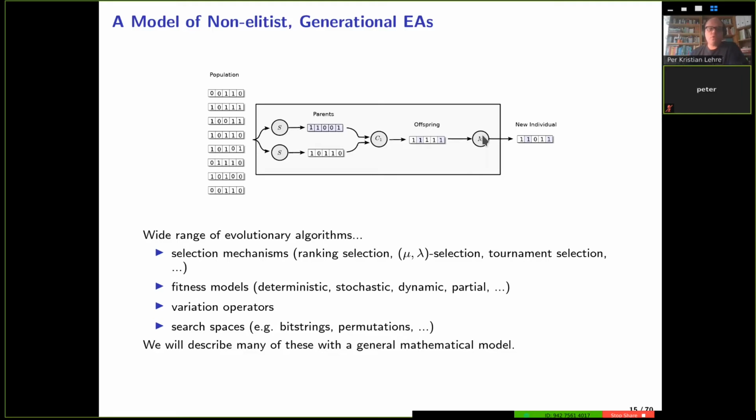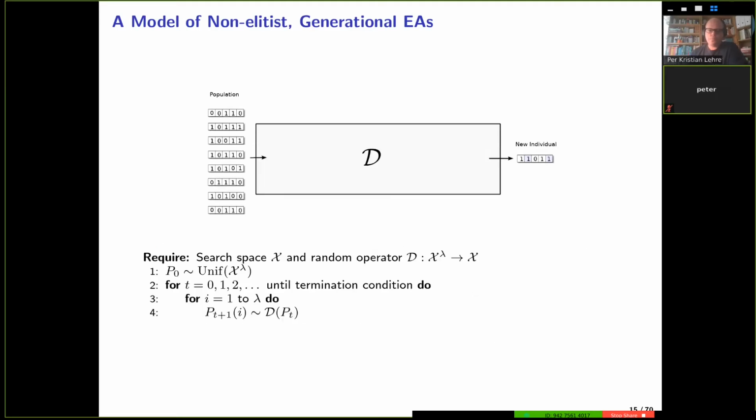So what we would like to do is to describe all such possibilities using one generic mathematical model. So what we see here now is that in each generation we have as input a population, and then we do something to that population to produce one new individual. And then we produce the next generation by repeating this process lambda times, where lambda is the population size. Okay, so many generational evolutionary algorithms work like this.